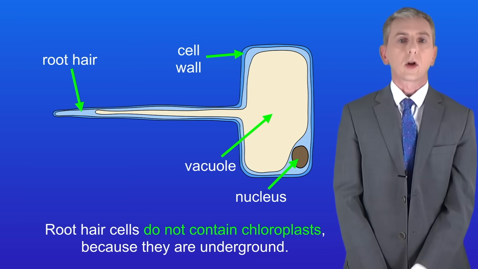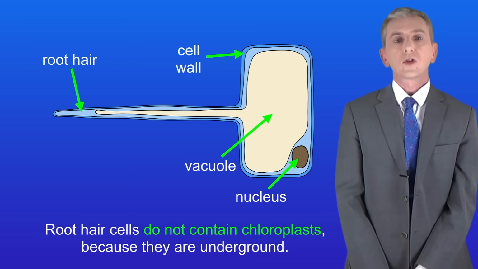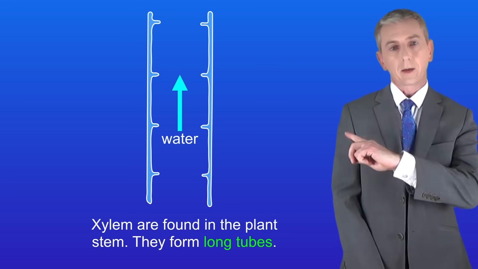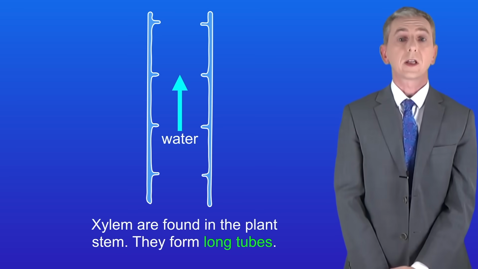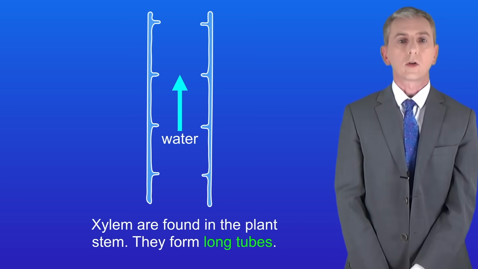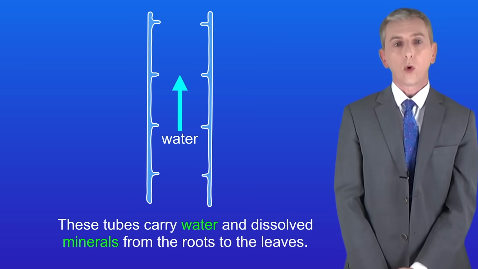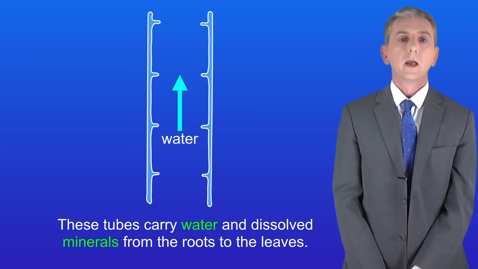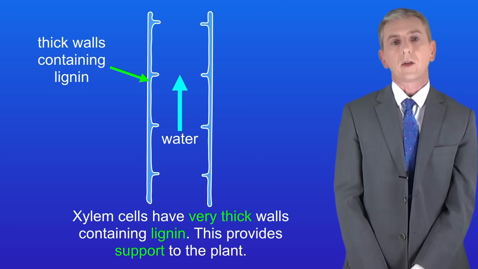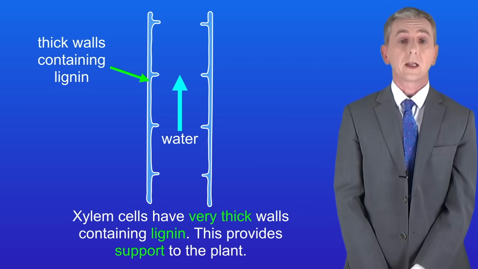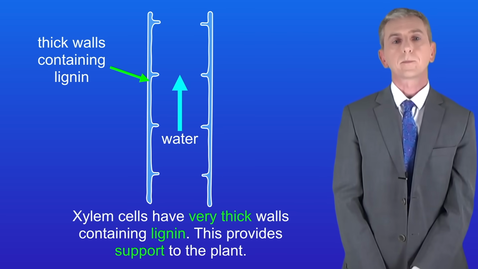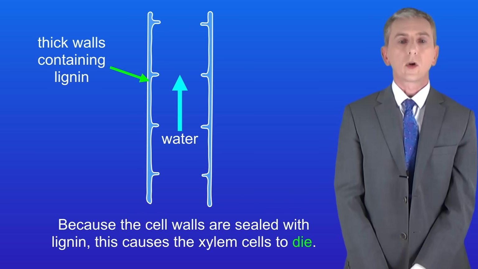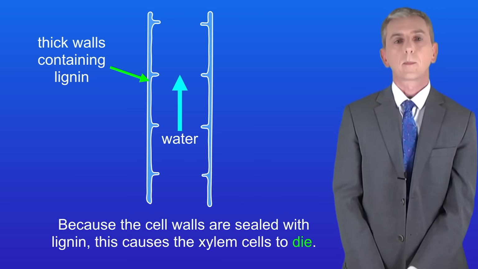Okay, the second plant cell we're going to look at are xylem cells. I'm showing you a drawing of xylem cells here. Now xylem are found in the plant stem, and they form long tubes. These tubes carry water and dissolved minerals from the roots of the plant to the leaves. The first key point about xylem cells is that they've got very thick walls containing a chemical called lignin. Now this provides support to the plant. However, because the cell walls are sealed with lignin, this actually causes the xylem cells to die.